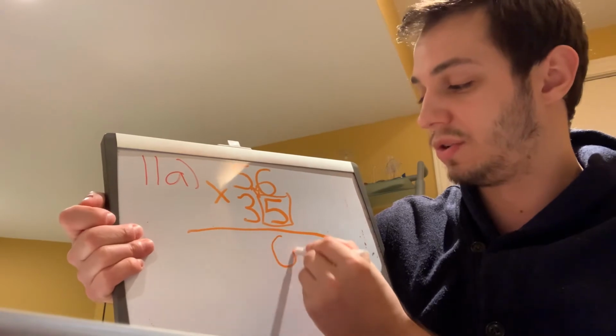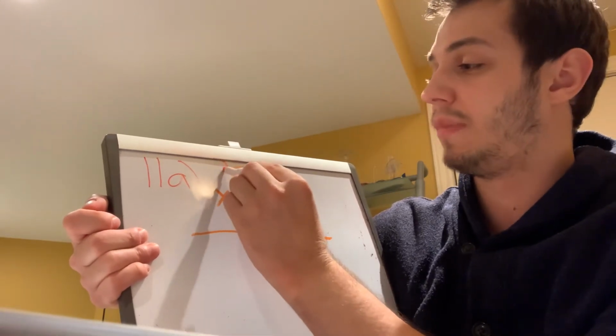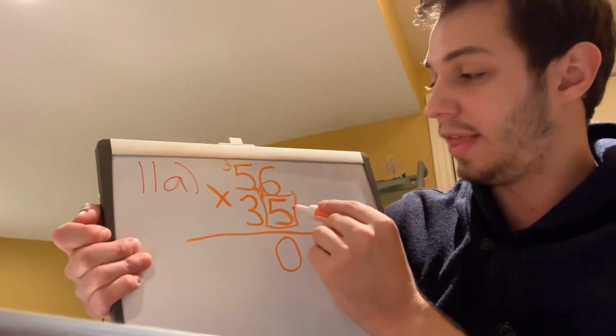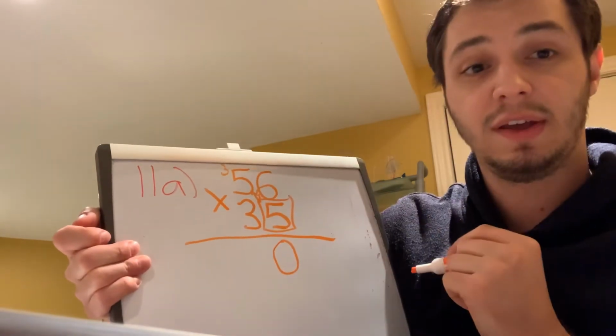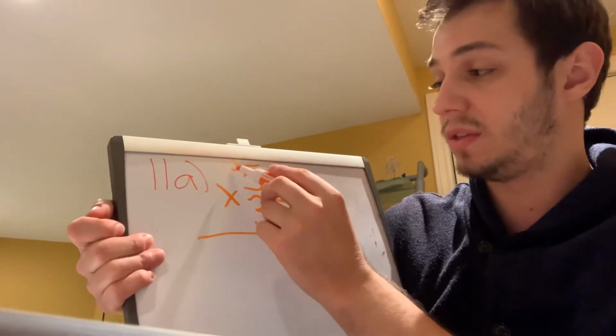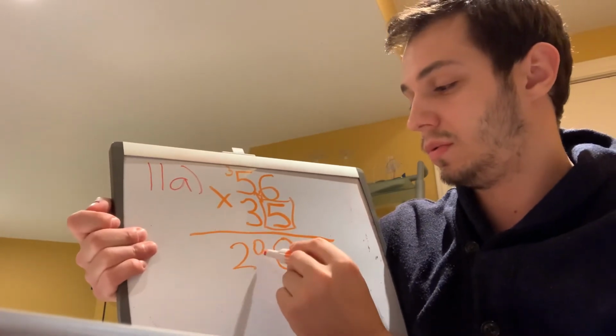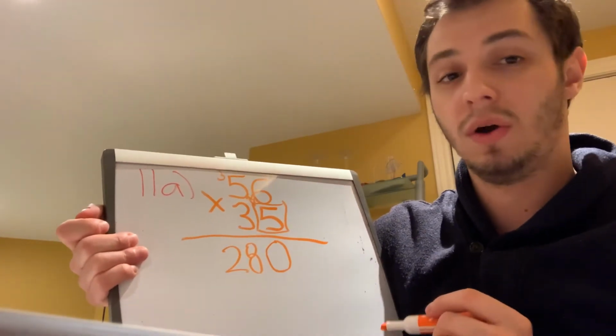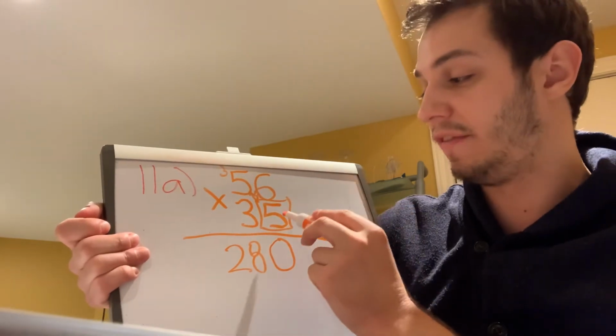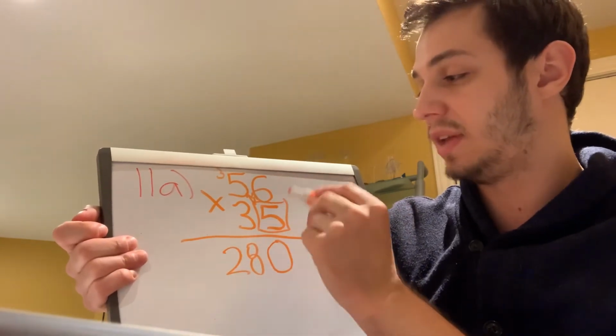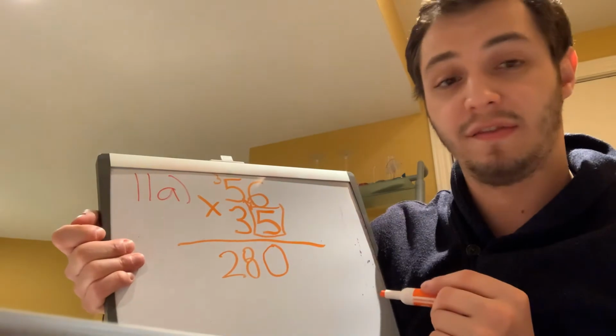I'm going to put my 0 here, carry over my 3, and then 5 multiplied by 5 is 25, plus the 3 gives me 28. So that will be my first number. All I did so far is multiply the 5 with the 6 and the 5 with the 5.